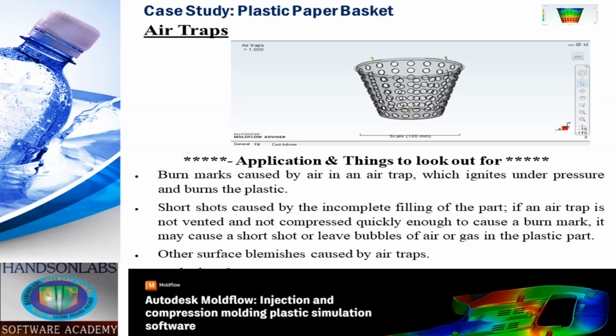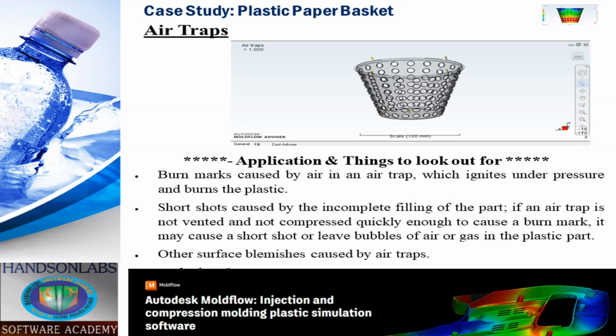The short shot that I mentioned severally in this video, so I believe everybody should know the meaning of short shot. All right, now if an air trap is not vented and is not compressed quickly enough to cause a burn mark, it may cause a short shot or leave bubbles of air or gas in the plastic parts. All right, then the other ones are the surface blemishes caused by air traps. So these 3 things could really be directed towards giving clean cut indicators of production time and final product.